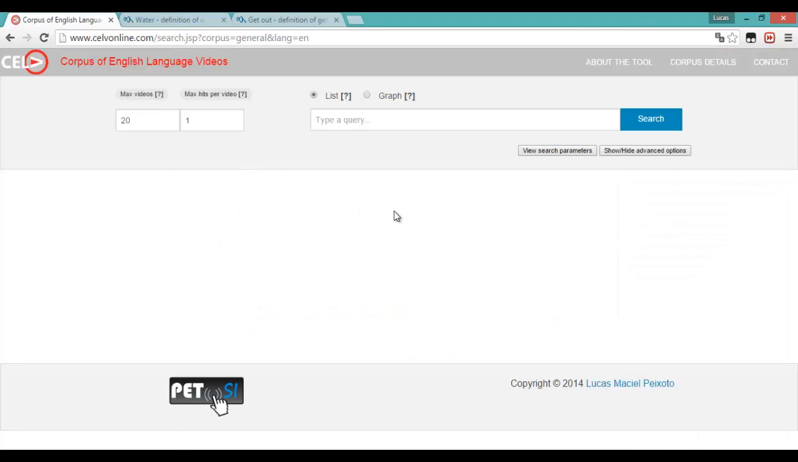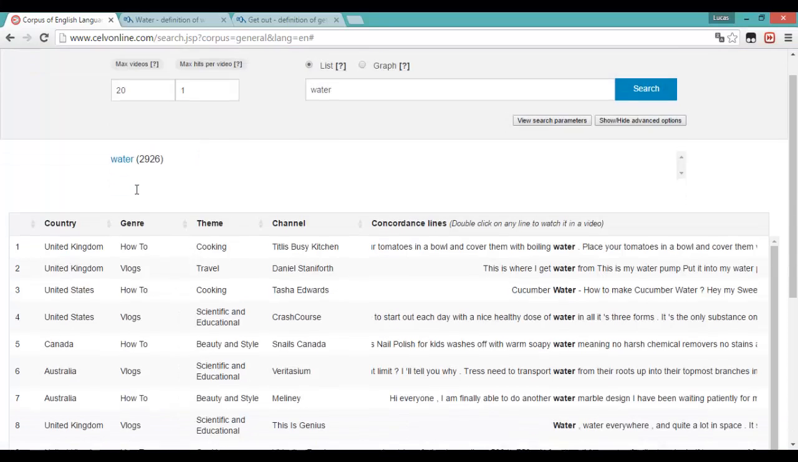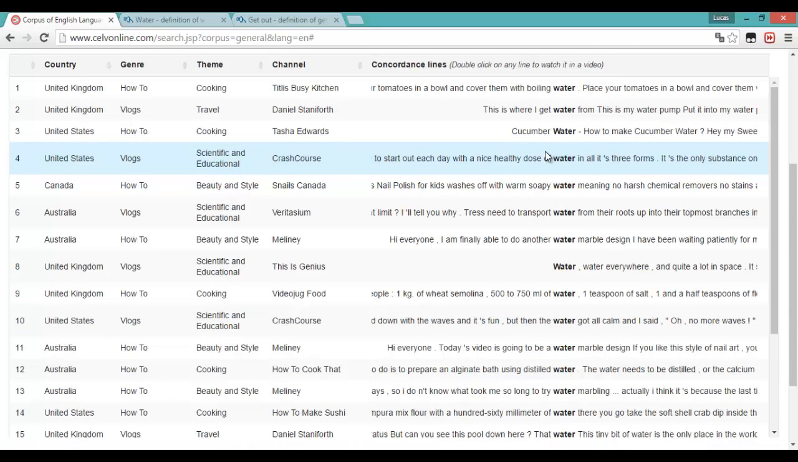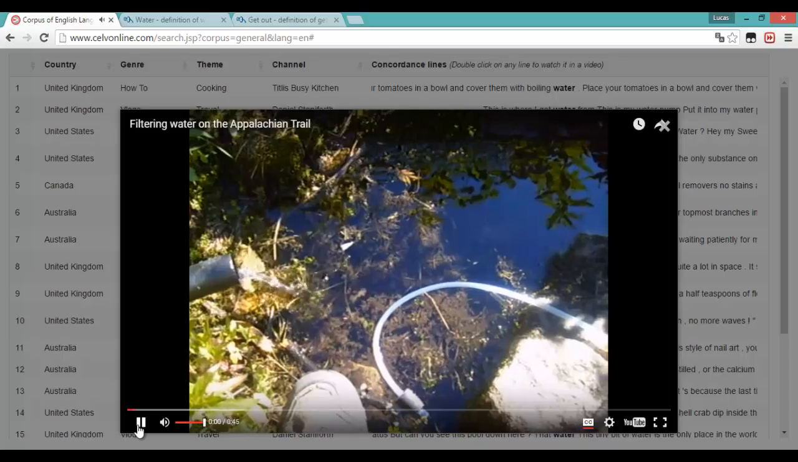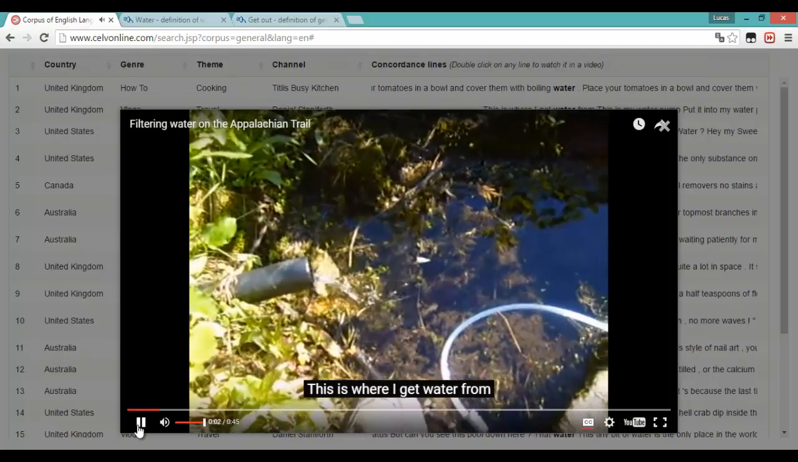CELV can work in a similar way with some advantages because it presents the words in a contextualized way in a real communicative situation. You won't see a definition of the word water, but you will see it inside a sentence, such as, "This is where I get water from." In addition, you can hear the pronunciation of the word and also see the water itself in video format.